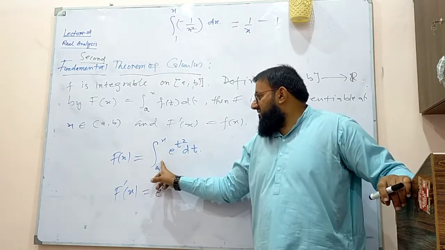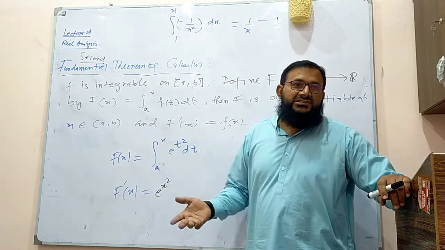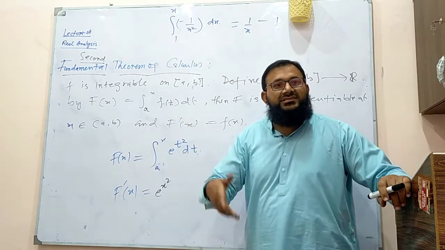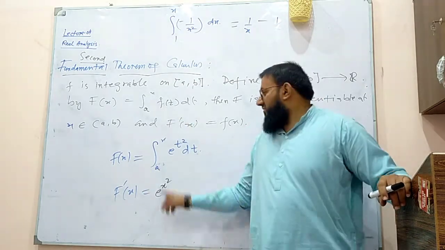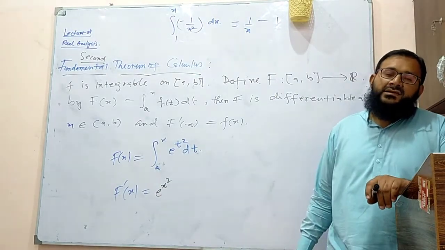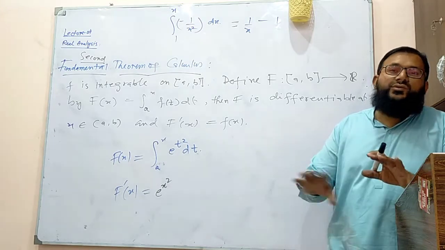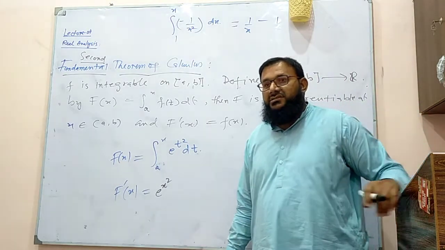But if you want to differentiate this, simply you can say in simple words that integration and differentiation are inverse processes. You may cancel the things and that's all. So your answer is e power x square. Differentiating, the upper limit is x, but the lower limit is a constant, so it is removed automatically. No need to write that.